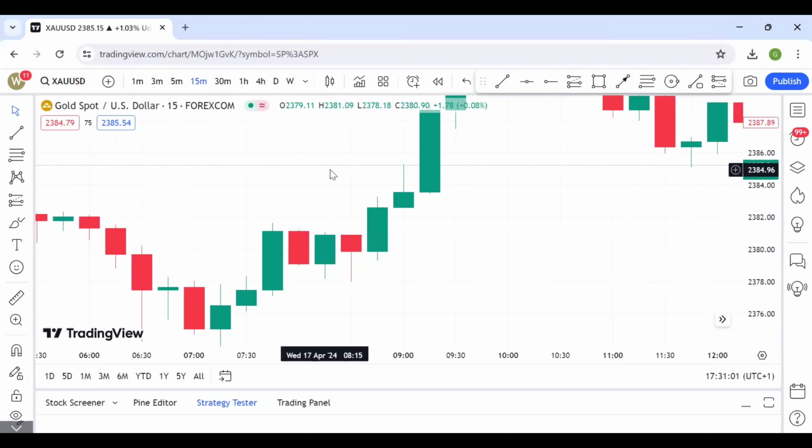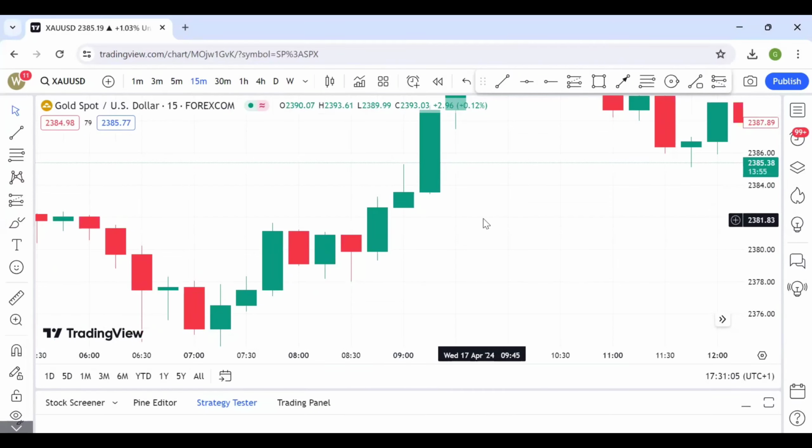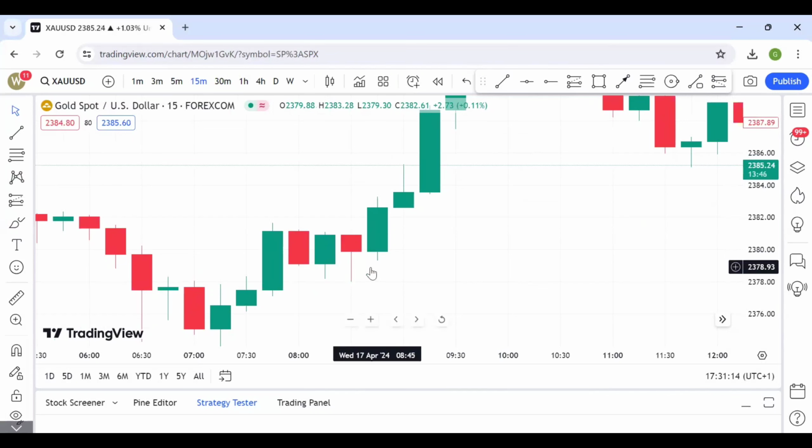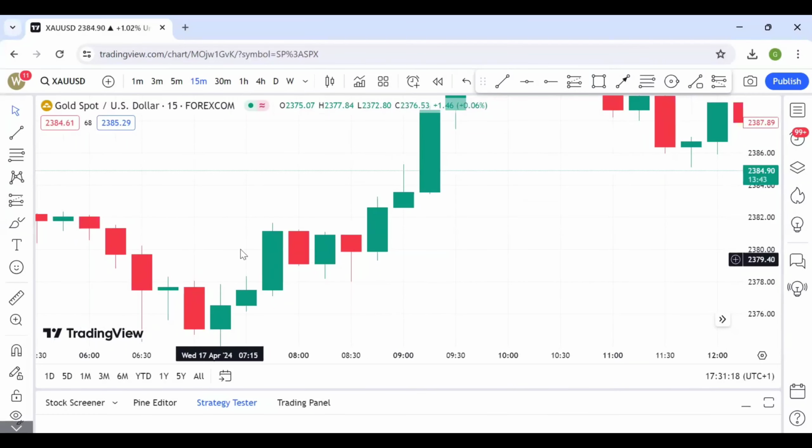So what do you understand by a hammer? The hammer indicates that a downtrend is turning into an uptrend, which means you should be looking for a buy opportunity. This type of candle pattern is telling you that a downtrend is ending. If you spot it on a downtrend, it means you should be expecting a buy. It is indicating the end of a downtrend.